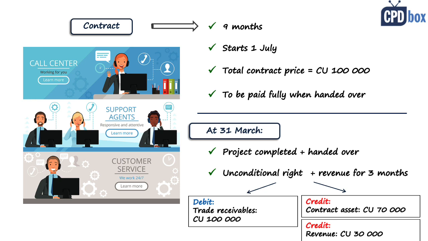Last but not least, contract asset is not a financial instrument, so IFRS 9 does not apply here, with one exception: impairment. So you have to assess the contract asset for any impairment, determine the expected credit loss, and recognize a loss allowance, exactly as with any trade receivables that you might have.